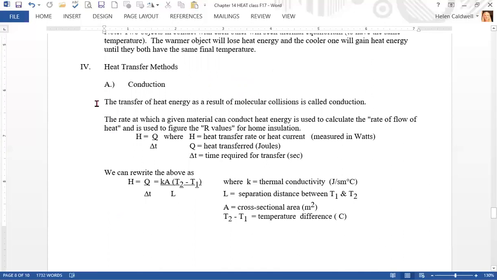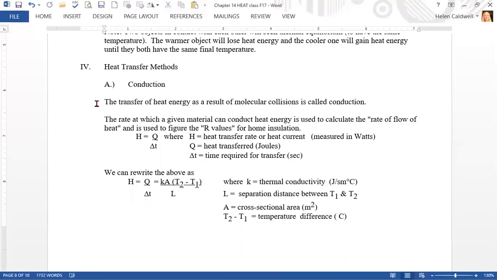Molecules slam into each other. So hot air blows on you and your temperature changes, or cold air blows on you and your temperature changes. Or hot air rises and cold air sinks. Your heat comes on at the baseboards and cold air at the ceiling sinks down, and you end up with some conduction. I'm sorry, that's convection.